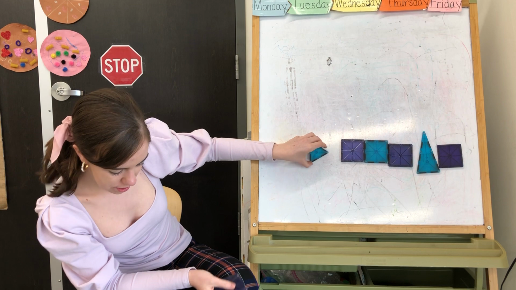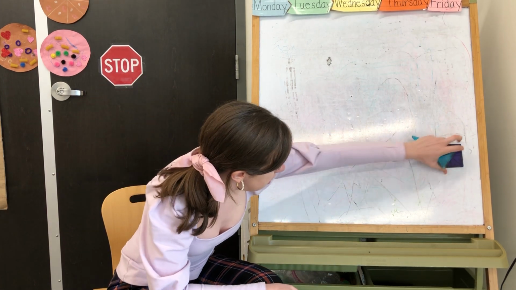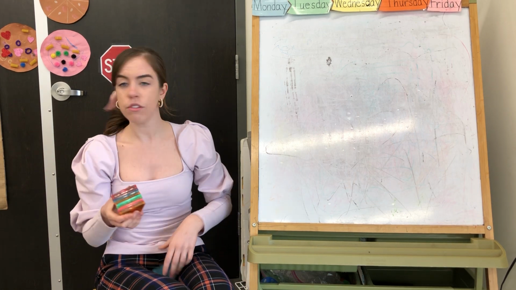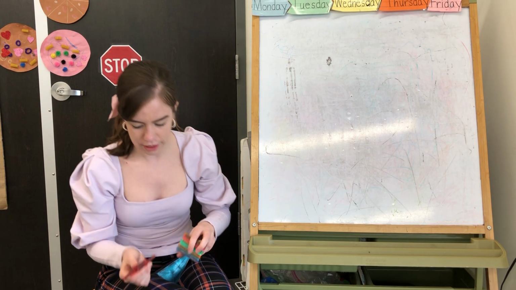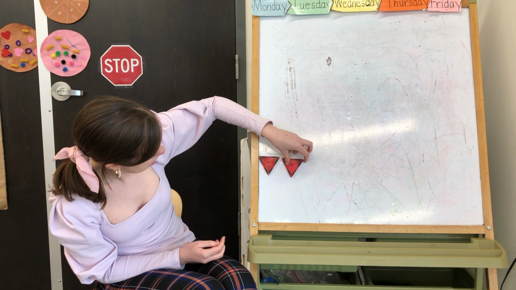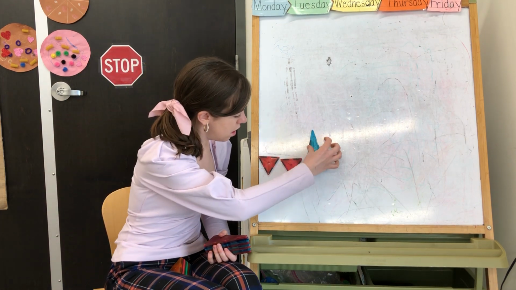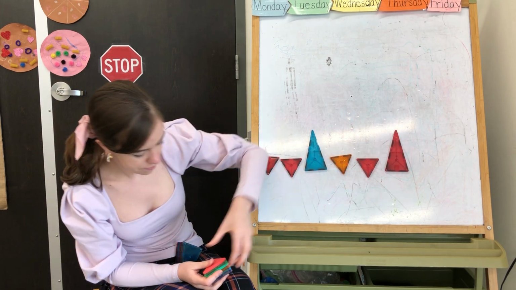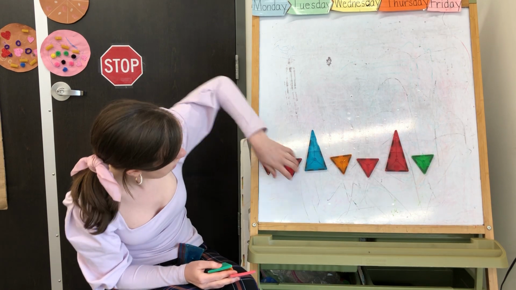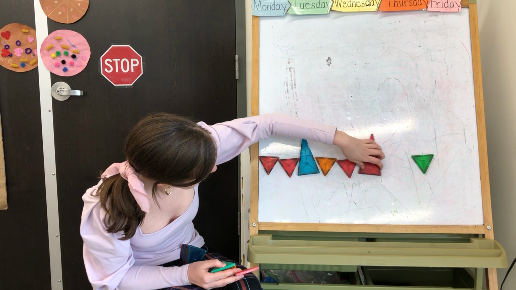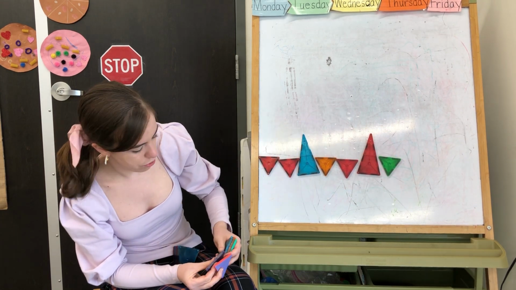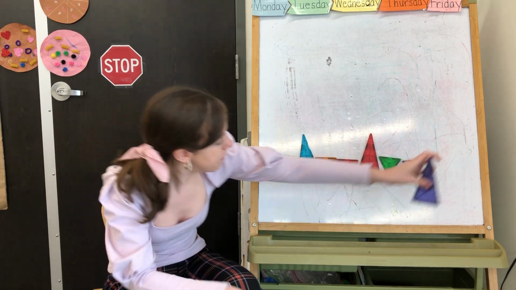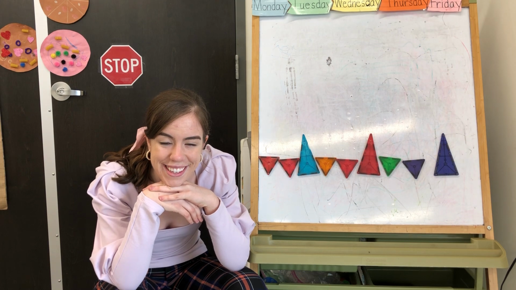All right, let me do one more. Okay, last one. This one might be a little tricky, let me see. Scoot them over, I keep running out of room. Do you notice anything? What are your predictions about this pattern? This is kind of a tricky one. Okay, what do you think? You think it's shape or color?